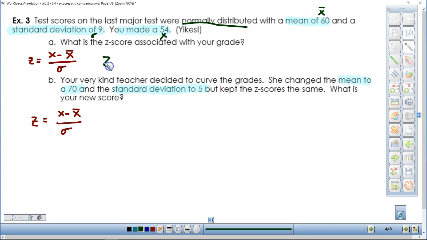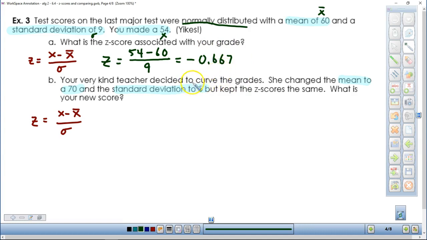So we're going to say z is equal to your score, ouch, 54, minus the mean. Well, obviously students did not do well on this test, divided by the standard deviation of 9. After subtracting 54 minus 60, -6, and then dividing by 9, you get a z-score of -0.6666667. It's basically -2/3, right? So this tells us that your score is less than the mean, but not quite a full standard deviation below the mean.